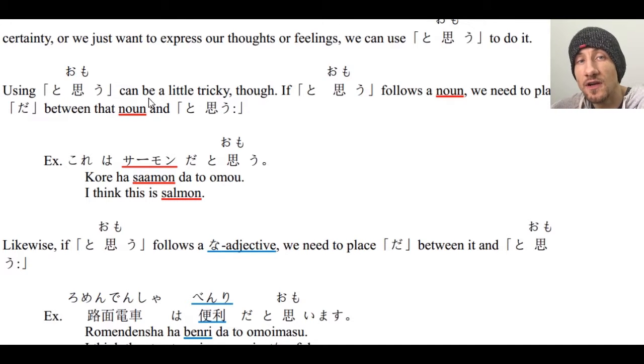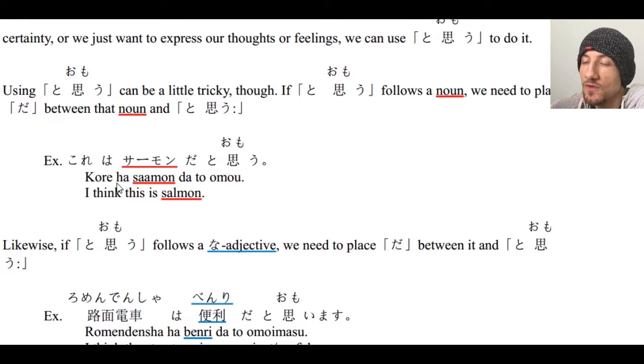Using と思う can be a little tricky, so we have to consider if something is a noun, a na adjective, an e adjective, or a verb. This lesson will really test your knowledge of the grammar of the Japanese language, and as we go through it, I'll explain it. If you're not so certain as to what exactly a noun or a na adjective is, hopefully after this lesson it'll be a little clearer.